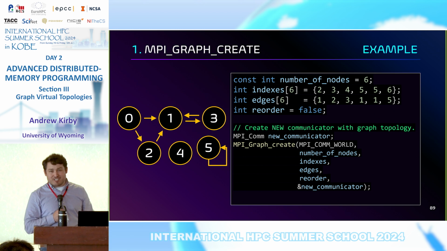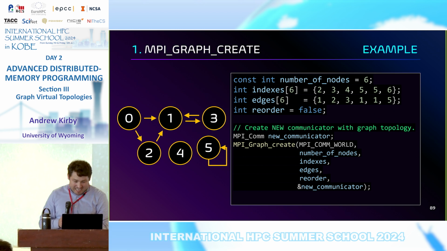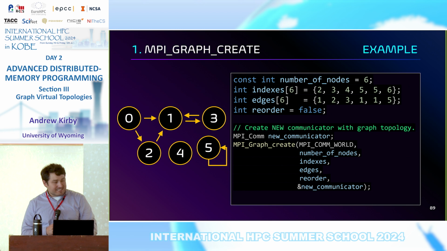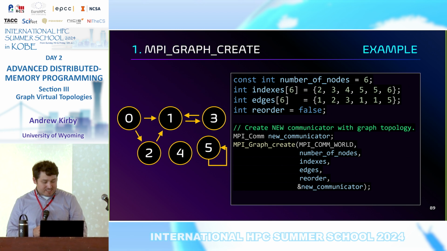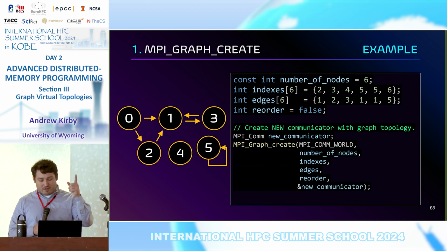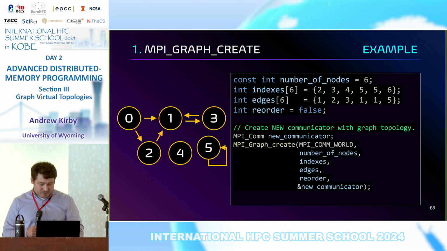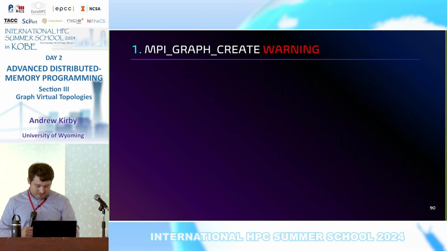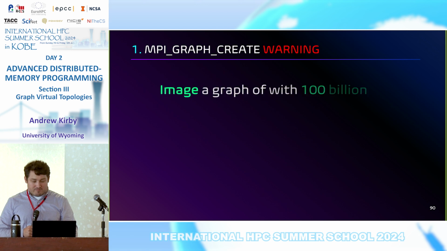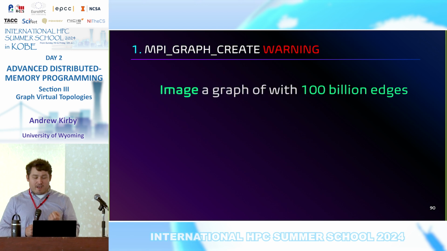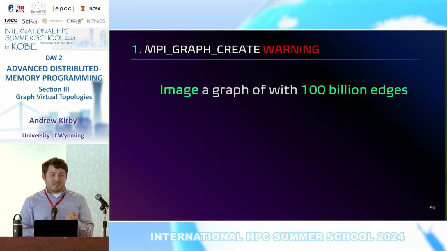Lots of fun transitions again today. Okay, and then simply, I placed it here for continuity, right? And this is the graph create, passing in nodes, indexes, edges, and reorder, and we get out our fun new communicator. Now, imagine a graph with 100 billion edges.